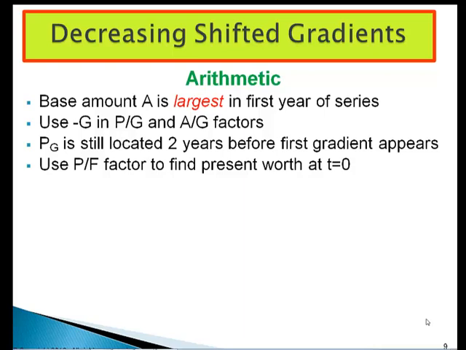We should make a quick comment about working with negative or decreasing gradients. For a decreasing arithmetic gradient, A is the largest value in the series of cash flows, and the G is minus. You would use a minus G in the computations for the P/G and the A/G factors, and the present worth P sub G is still located 2 years before the first gradient appears. To find the present worth at time t equals 0, use the P/F factor with n equal to the number of periods between P sub G and t equals 0.